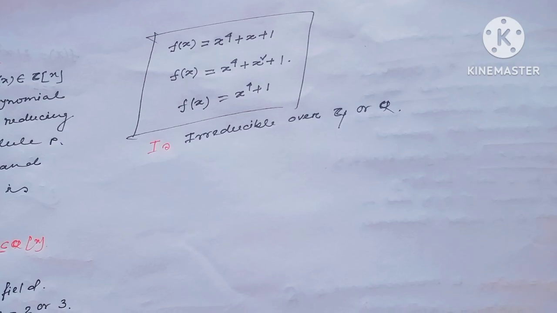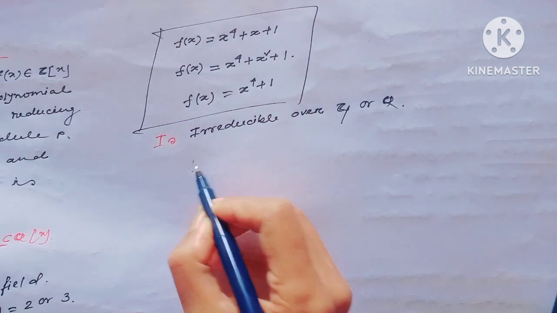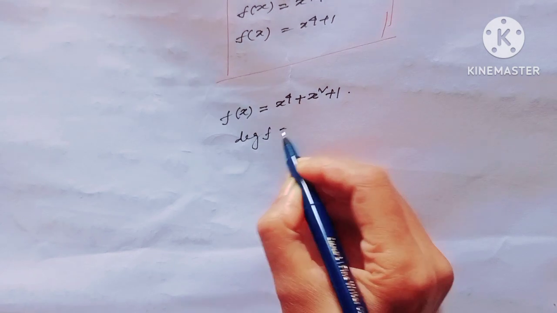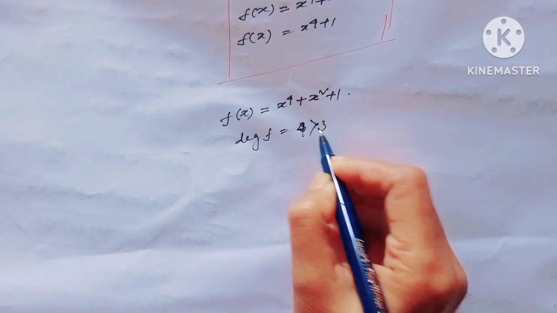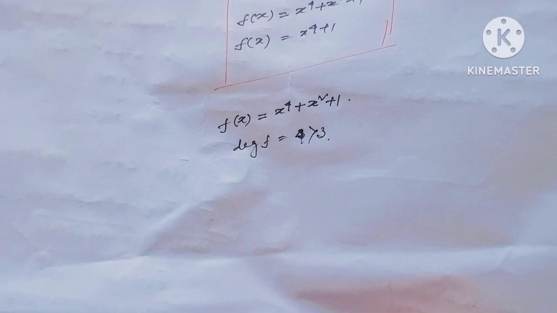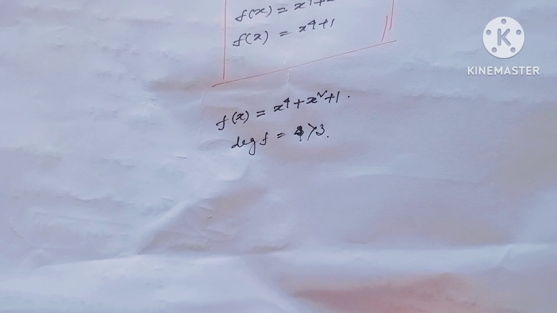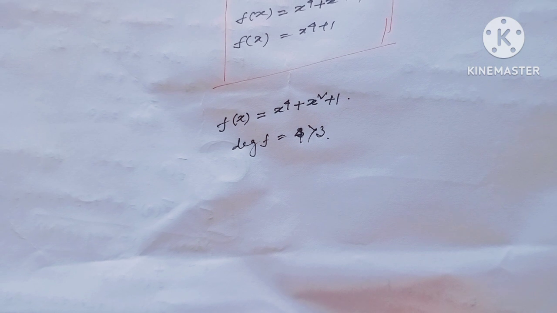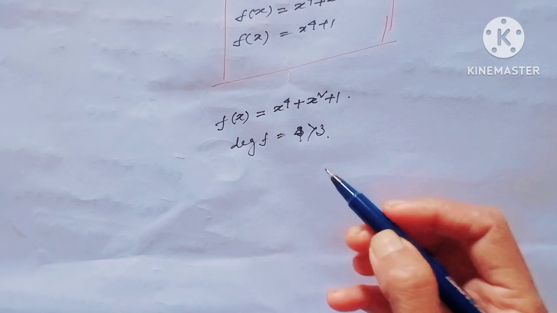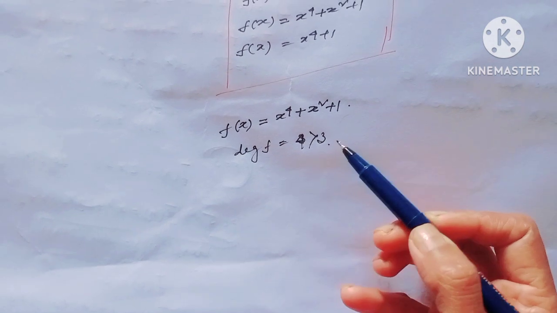Now I will see our examples. First example: f(x) = x^4 + x^2 + 1. Notice here degree of f is 4, which is greater than 3. But the root test, to decide whether any polynomial is reducible or irreducible, is applicable only for polynomials of degree 2 and degree 3, we all know. But here the degree of the polynomial is 4, which is greater than 3.